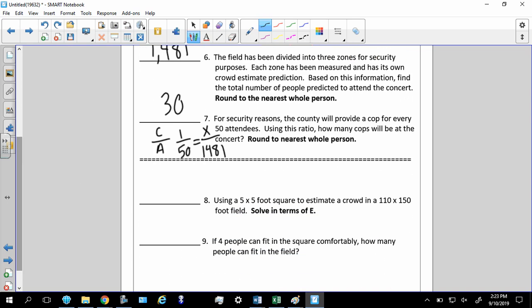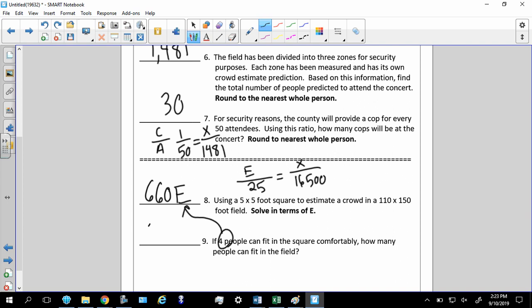Question number 8, using a 5 by 5 foot square to estimate a crowd. Solve in terms of E. All right, if you remember, we have a square that we have no idea how many people could fit in there, so we need to bring in the E, which stands for our estimate once we find it. X over 16,500. Cross multiply and solve, and you get 6,600 E. Now, if 4 people can fit into the square, we're going to take 4, plug in for E, 2,640.